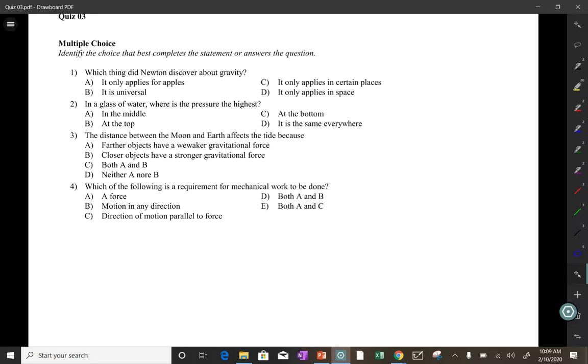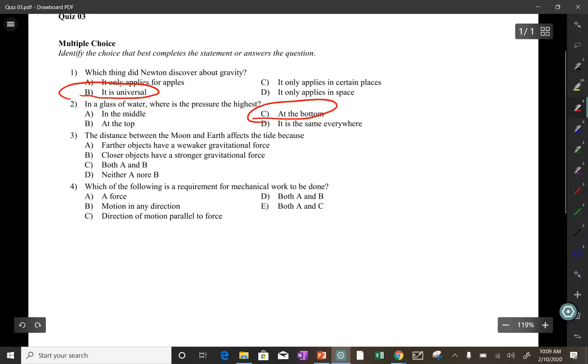Okay, our quiz questions. Number 1, which thing did Newton discover about gravity? It's universal. What does it mean to say it's universal? It applies everywhere. Number 2, in a glass of water, where's the pressure the highest? At the bottom. Oh, thank God. Oh, I guessed on that one.